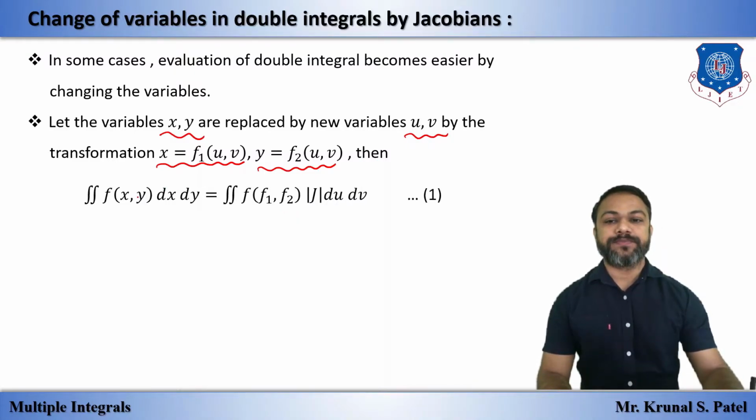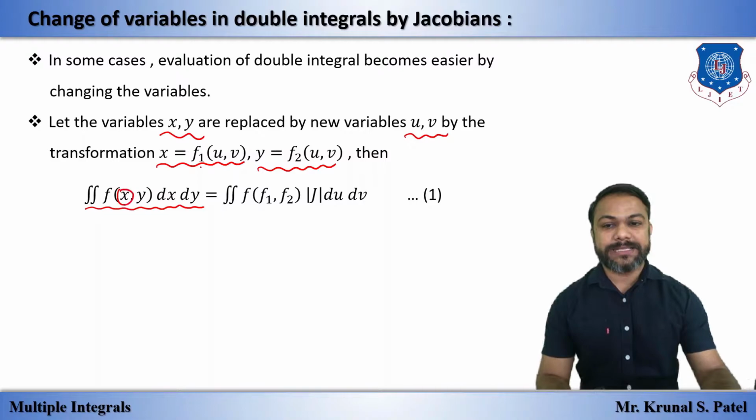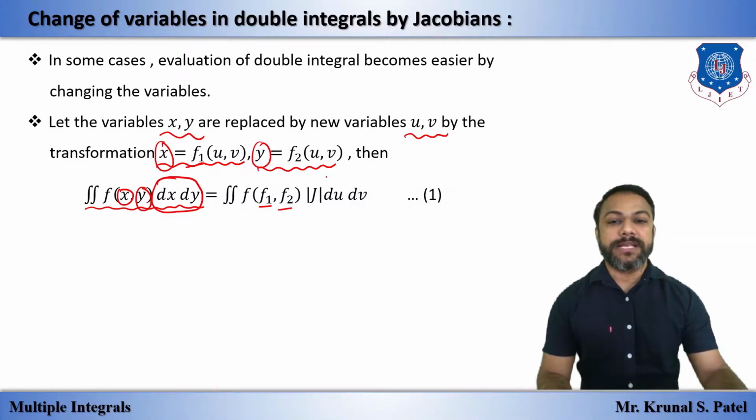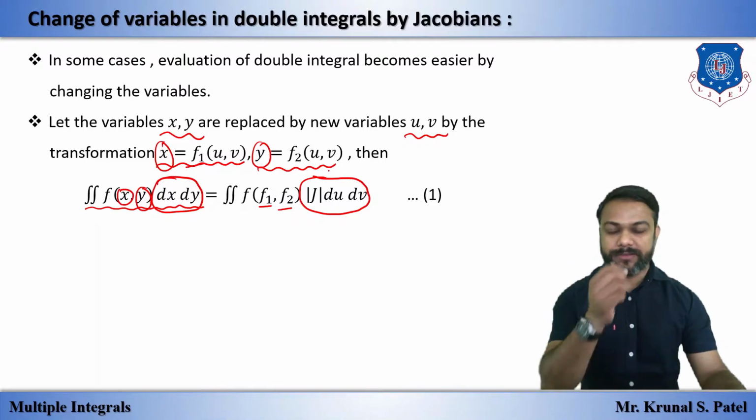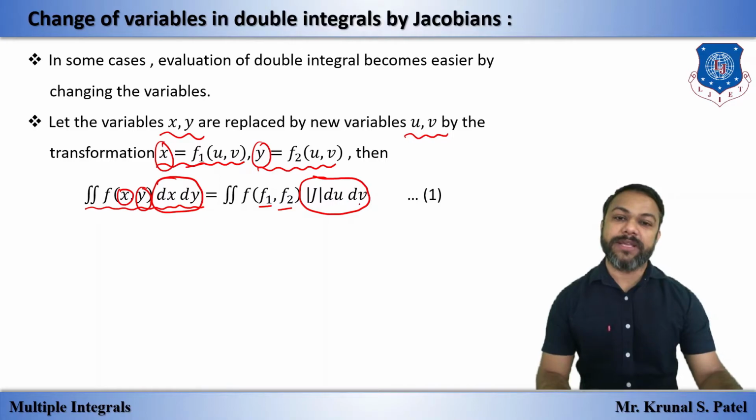Then this integral, double integration f of x comma y dx dy or dy dx, becomes double integration f of f1, f2, where x is replaced by f1 and y is replaced by f2, and this dx dy becomes modulus of j du dv. If j is negative, we will make it positive. So, j du dv.